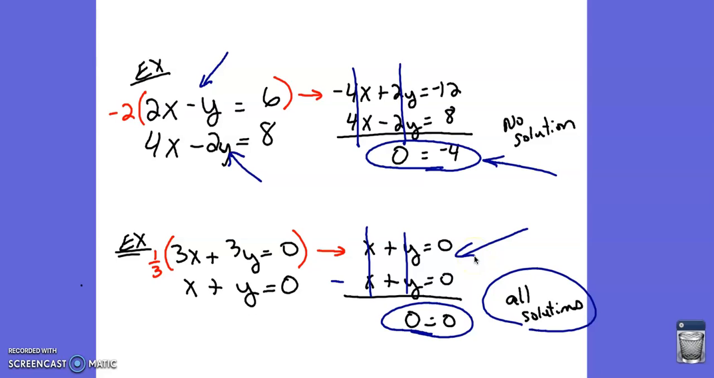So again, you can solve by elimination, substitution, or graphing, but this is a quick way to tell as well. If the x's and y's both cross out and you end up with a false statement, it's no solution. If you end up with a true statement, it's all solutions.